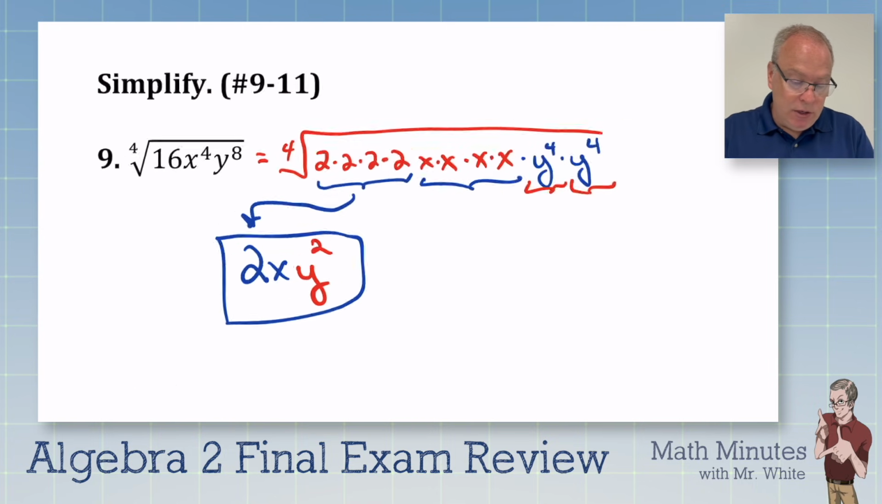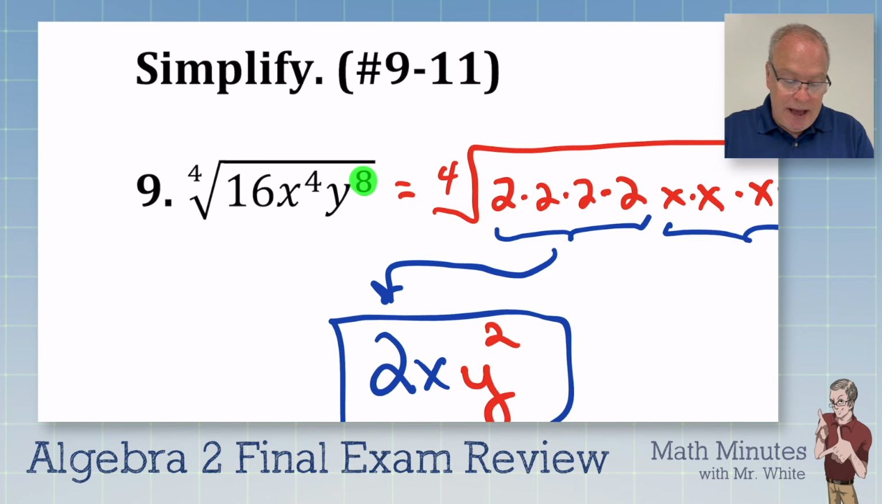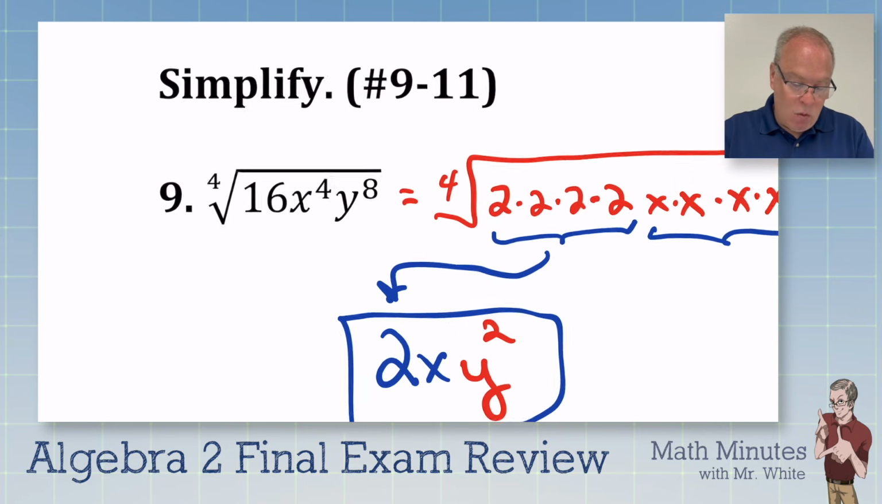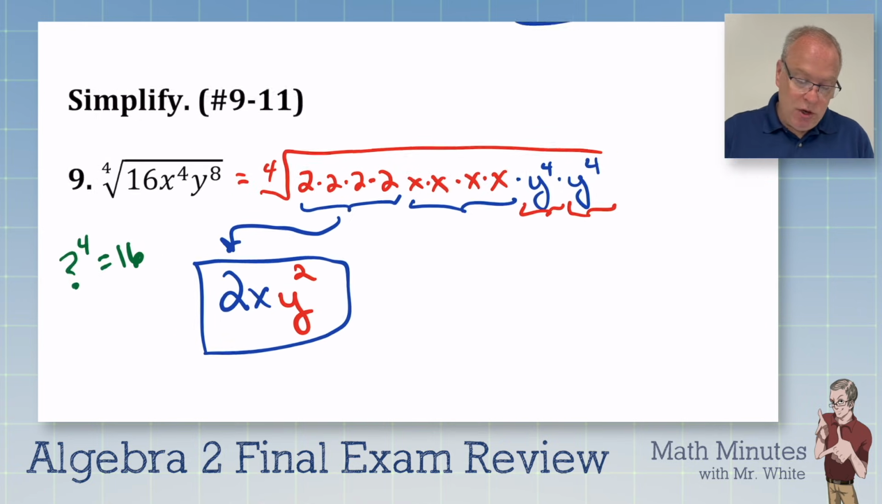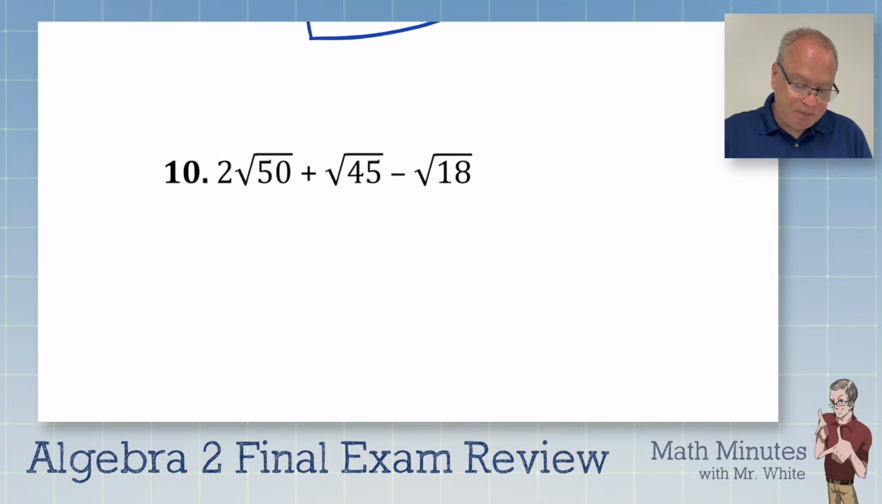Now, a different way to do it is you can divide. 8 divided by 4 is y squared. 4 divided by 4, 1. There's one group of 4, right? Division is just finding groups of. And then 16. We don't do 16 divided by 4. You ask yourself, what to the 4th power is 16, and it ended up being 2. So it made its way out there. So that's how you could do it without writing all these factors out.